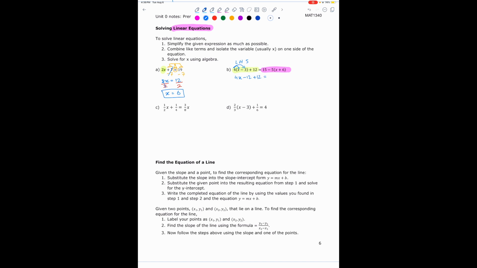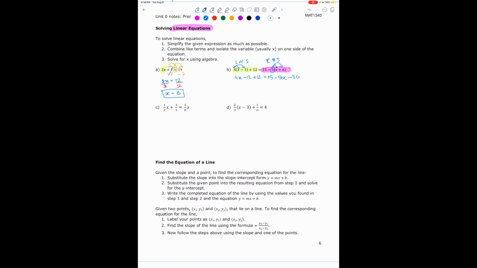Similar on the other side. I notice here 15 minus and then 5 times parentheses. So I do the multiplication first. So I will end up with 15 minus, negative 5 times x is negative 5x, and negative 5 times positive 6 is negative 30. So now I will simplify the right-hand side and the left-hand side.